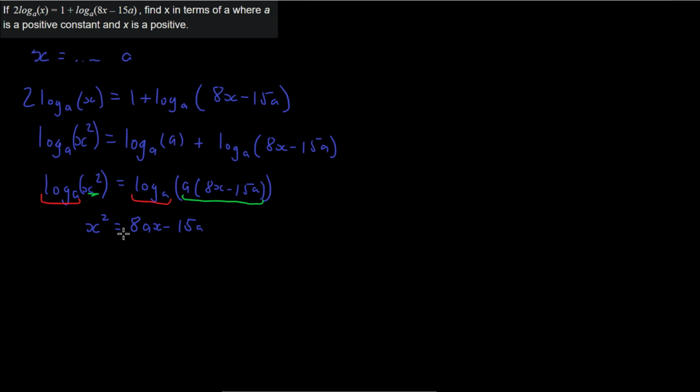Now we want to get x by itself. I can see an x squared. Maybe it's a quadratic. So let's get all the terms on one side. X squared minus 8ax minus 15a equals 0. This is solvable. It's a quadratic. It equals 0. We can apply our quadratic formula. X equals negative b plus or minus the square root of b squared minus 4ac all over 2a.